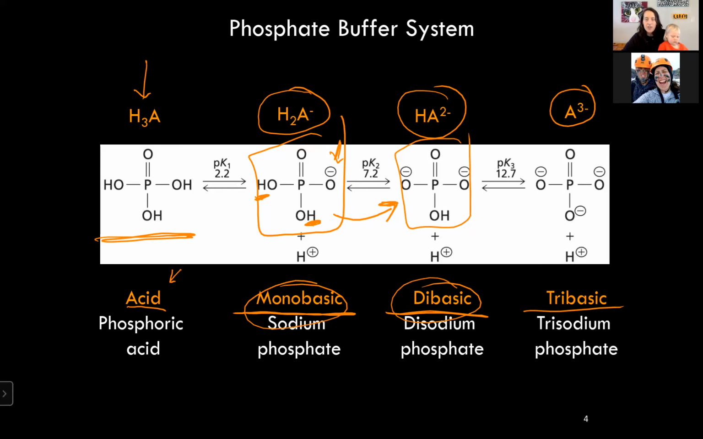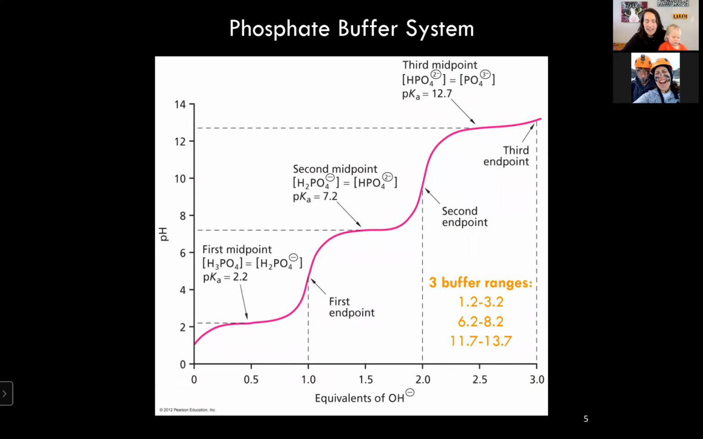Titration curve, we should all be very comfortable looking at these. If we think about this as a triprotic acid, we notice we have those three horizontal regions, which are the buffering regions of it. There's three ranges, and that's always going to be, remember, plus or minus 1 pH unit from the pKa. So the three pKa values for phosphate are 2.2, 7.2, and 12.7.